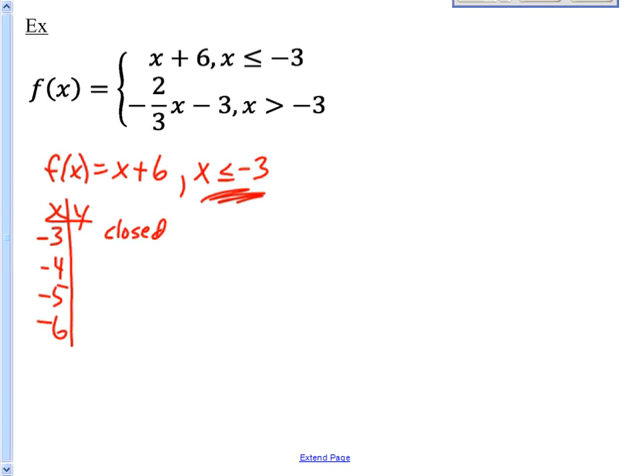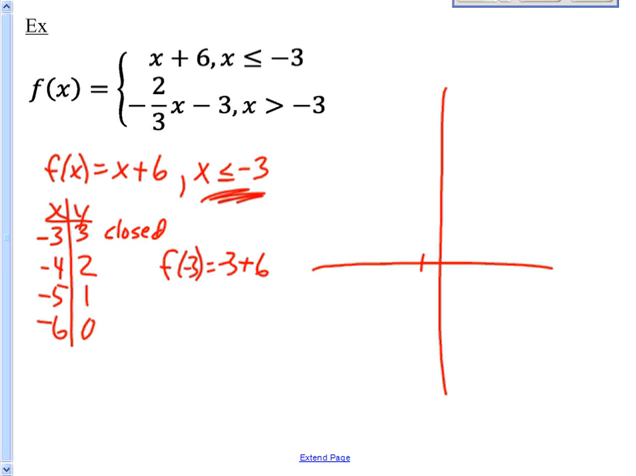Okay, so you got f of negative 3, negative 3 plus 6, you got 3. Then you plug the negative 4 in, negative 4 plus 6, so you got 2. Negative 5 plus 6, 1. Negative 6 plus 6, 0. Put those on the graph. Negative 3, 3. Negative 4, 2. Negative 5, 1. Negative 6, 0. And you're like, oh, okay, it takes off from right there, because x is less than or equal to negative 3, and moves on.